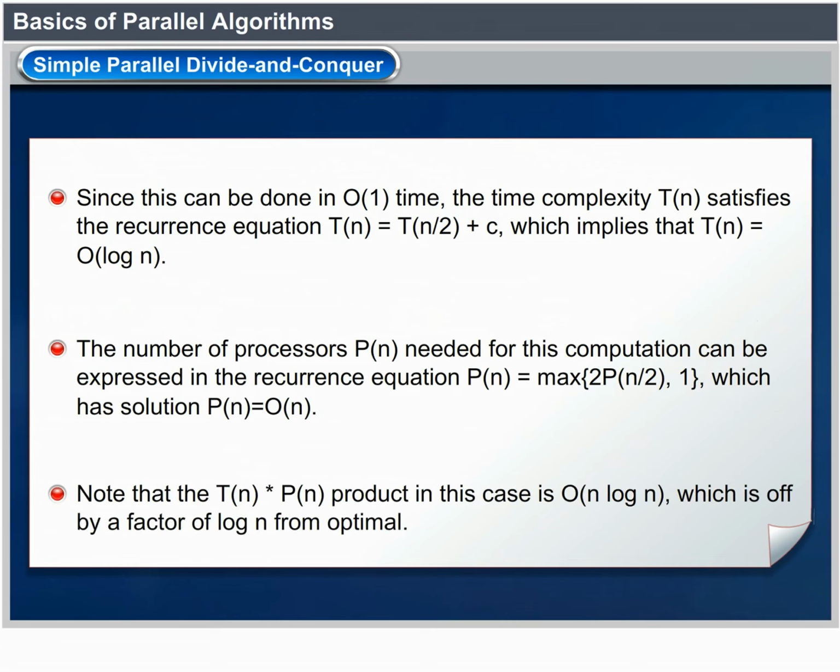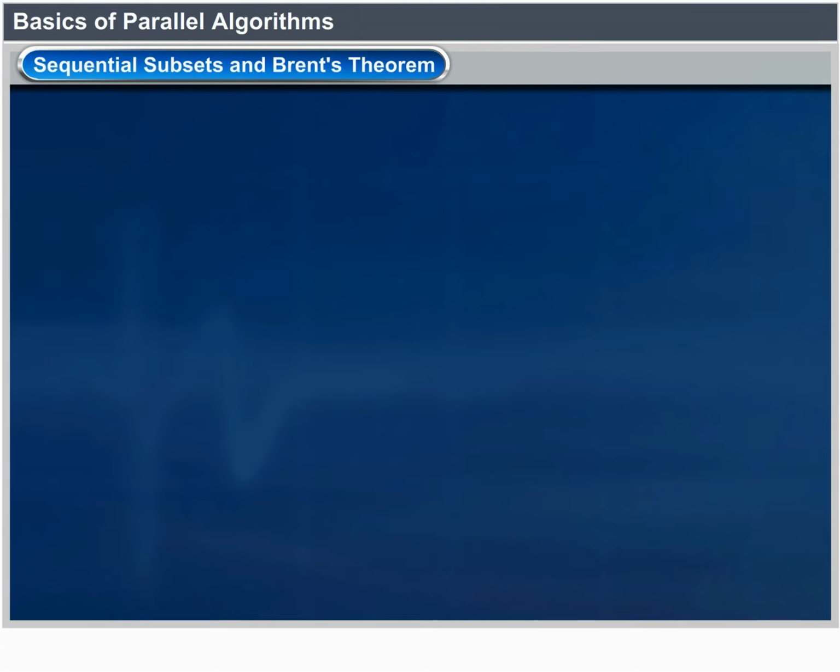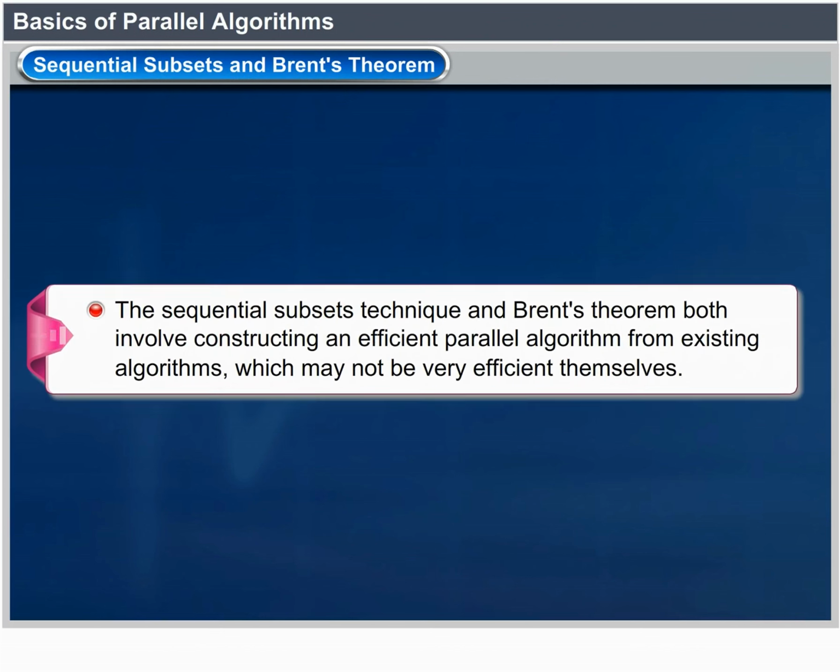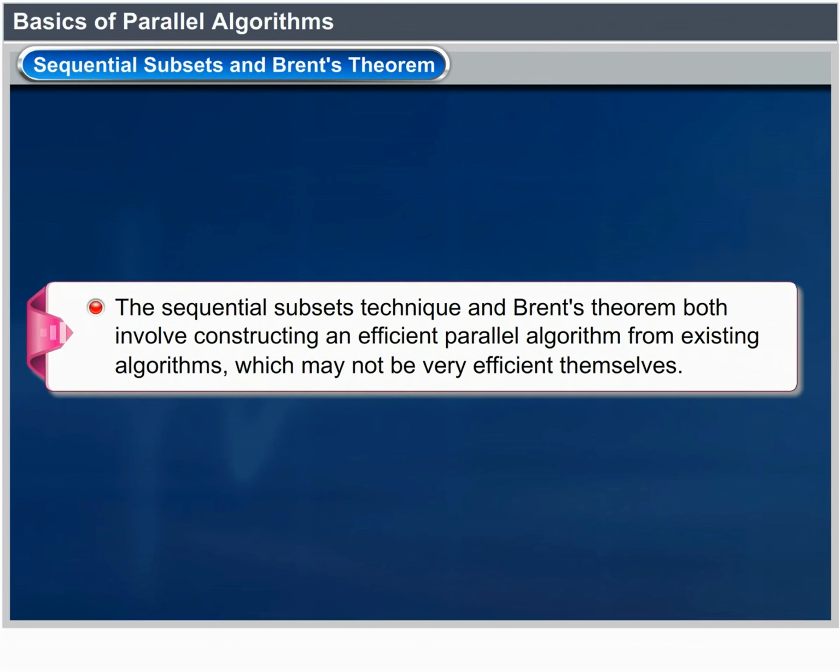Note that the T(n) times P(n) product in this case is O(n log n), which is off by a factor of log n from optimal. Sequential subsets and Brent's theorem. The sequential subsets technique and Brent's theorem both involve constructing an efficient parallel algorithm from existing algorithms, which may not be very efficient themselves.